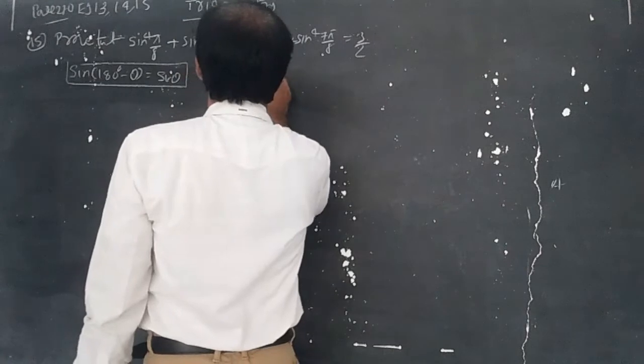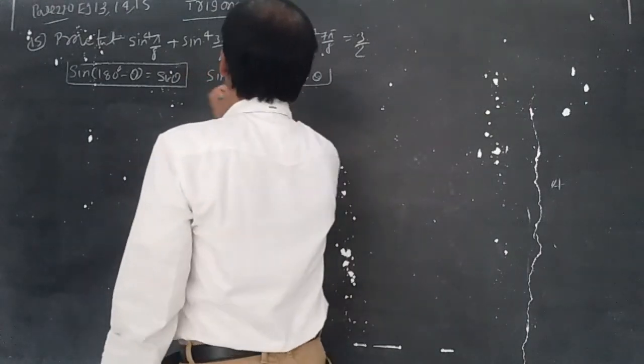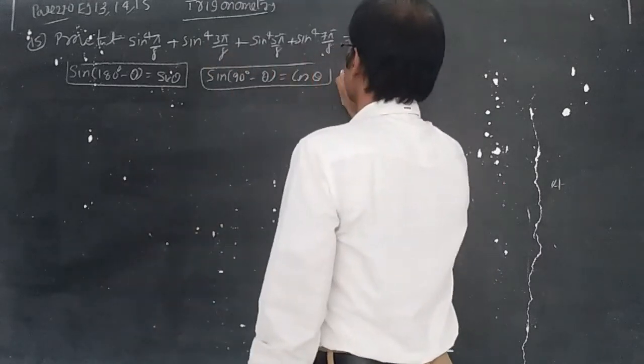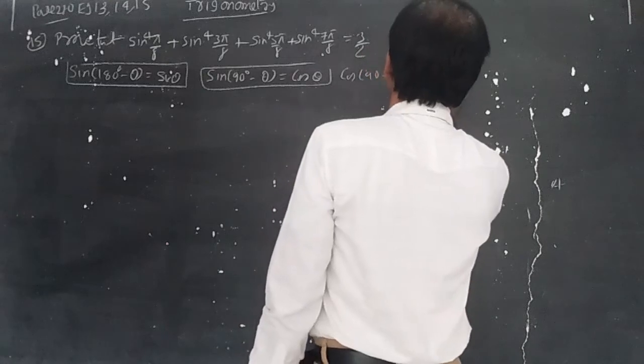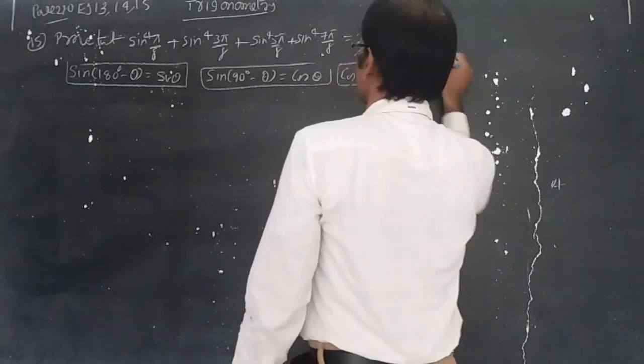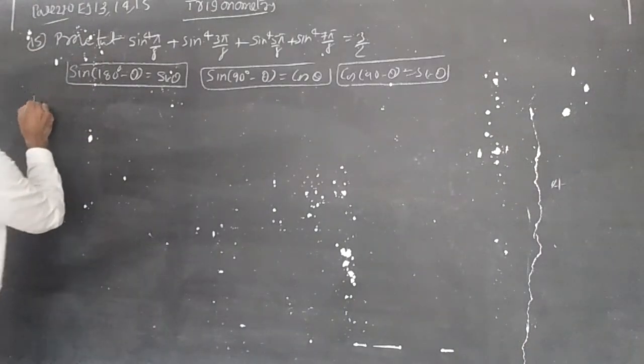Later, this one also: sin 90 minus theta is equal to cos theta. Of course, cos 90 minus theta is equal to sin theta, which are useful to calculate this sum. Now, take the LHS.